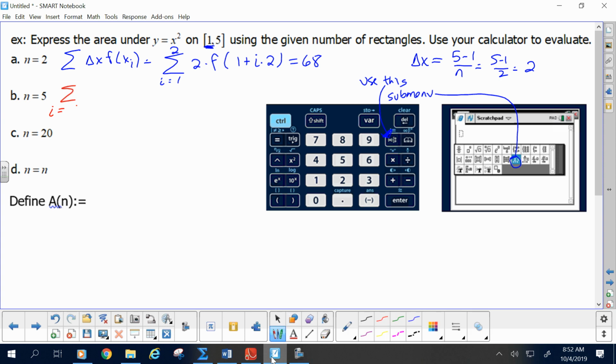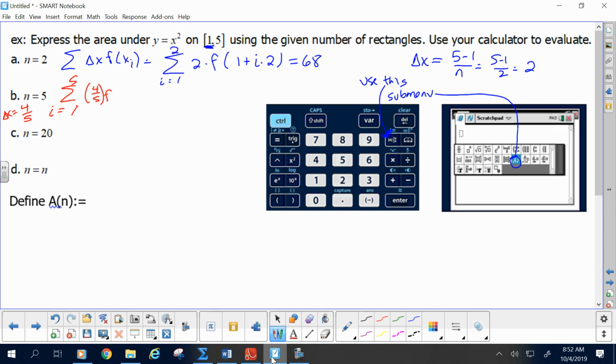So what is the top of the summation? 5, okay. What's delta x now? Is delta x going to change if I go to more rectangles? Yeah, it should get smaller if I use more rectangles. So what is delta x now? The total region is 4 divided by 5, 4/5. All right, so delta x is 4/5.